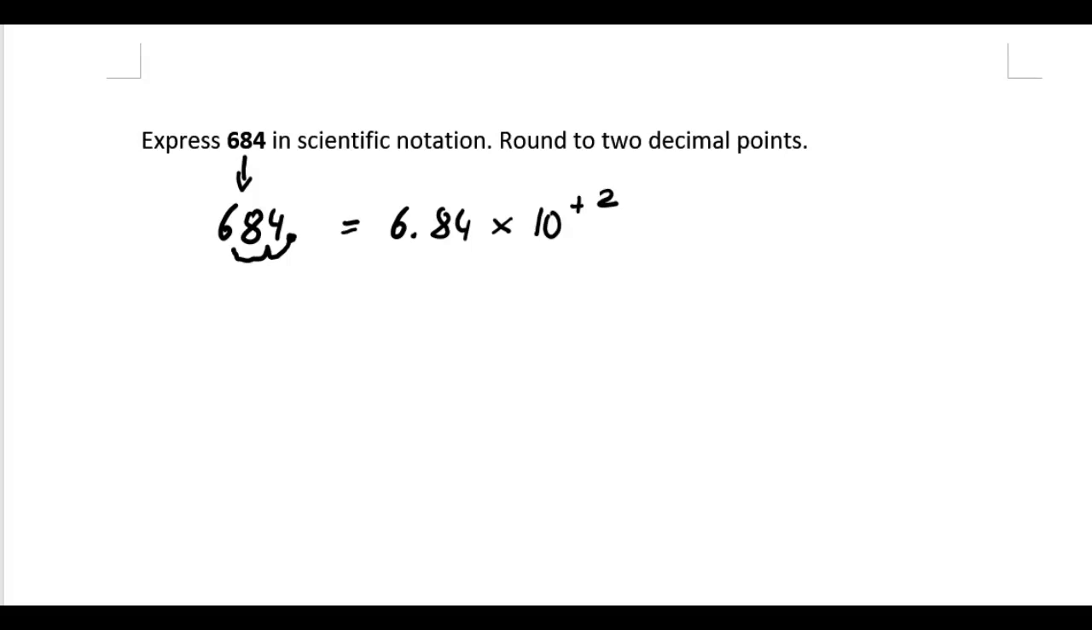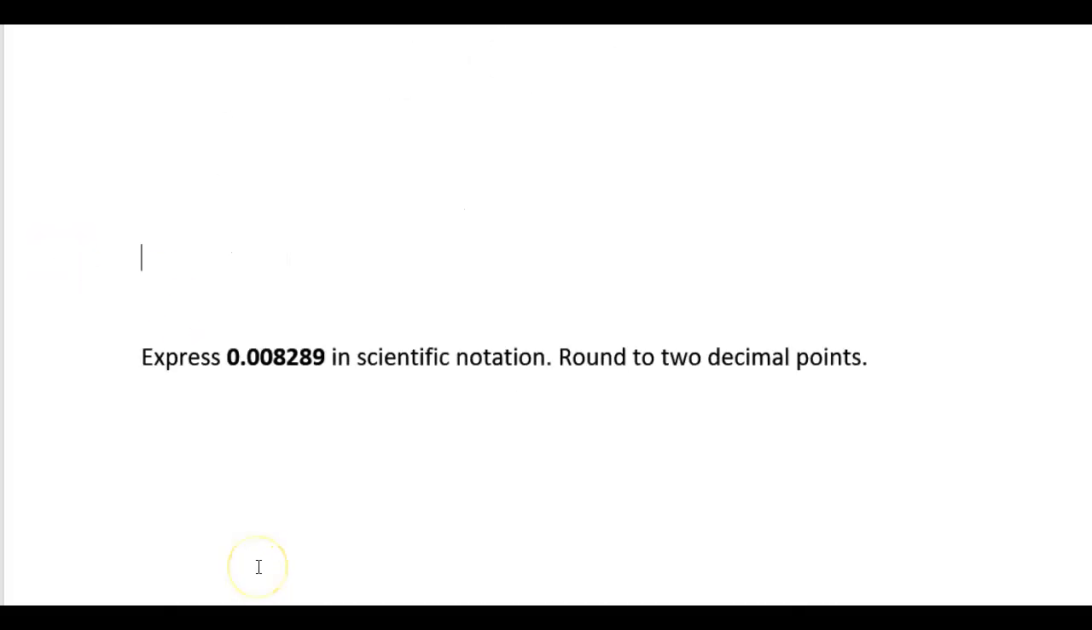Now this 2 up here indicates how many places we had to shift the decimal point to the left, and the positive sign here indicates that it goes to the left. Now let's have a look at another example.